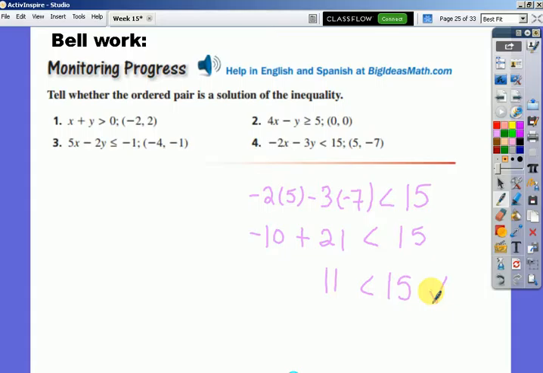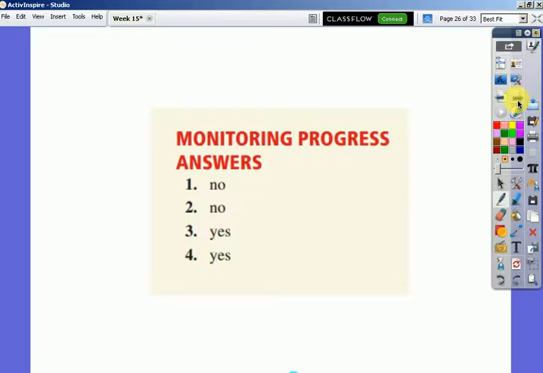Very simple concepts. If you miss any of these notes, feel free to go back and watch the video for the complete bell work, but I am expecting 1 through 4 on your bell work here. These are the answers to 1 through 4. No, no, yes, no. I meant to say no, no, yes, yes.